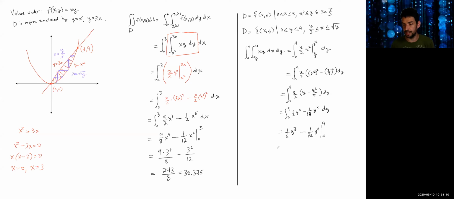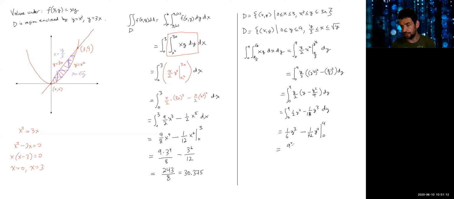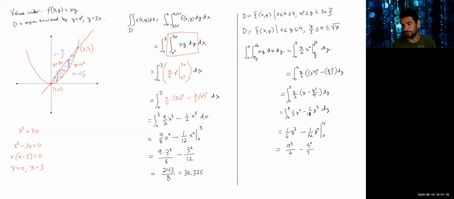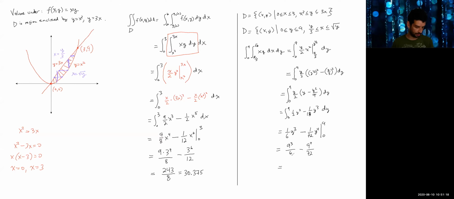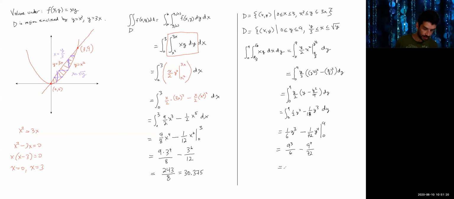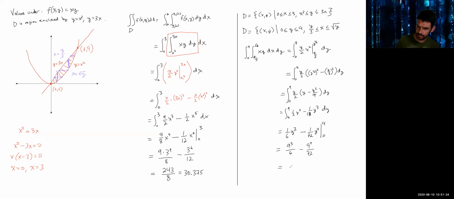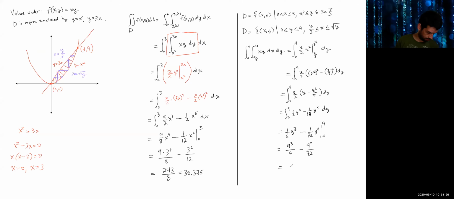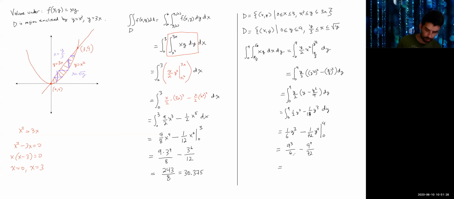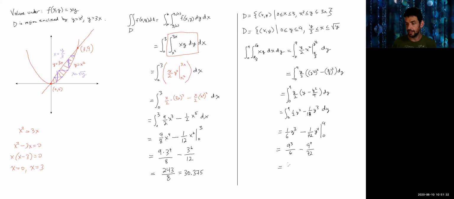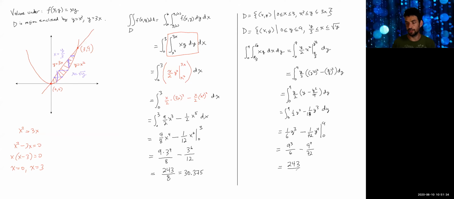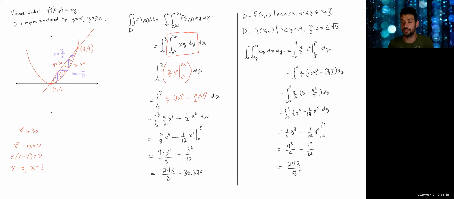Evaluating from 0 to 9, I'm going to get 9 cubed over 6 minus 9 to the 4th over 72. And if you work that out, as expected, oh yeah, that's what I have. Sorry, I'm just looking at my notes to make sure we did this all correctly. I'll let you slog through those fractions, but we do get precisely the same fraction.